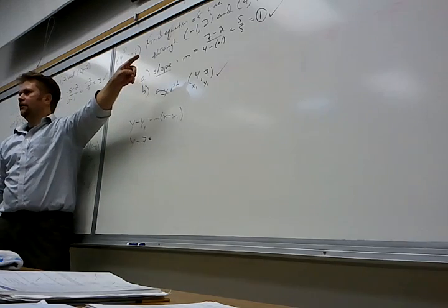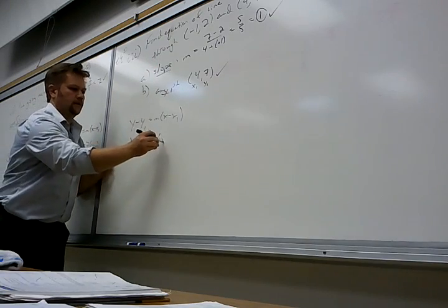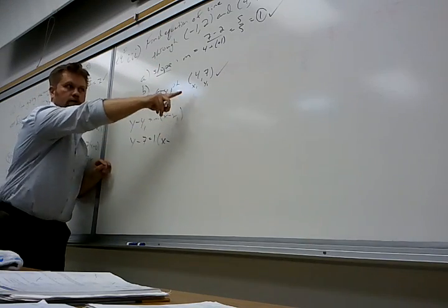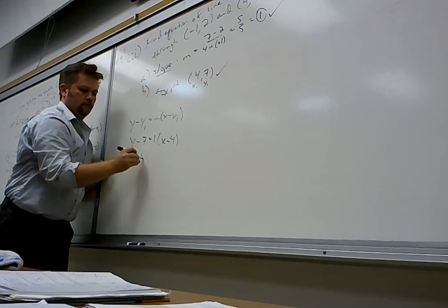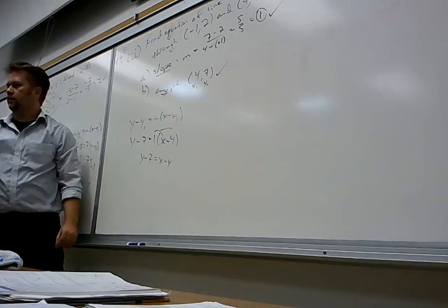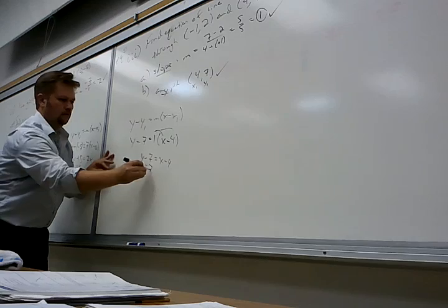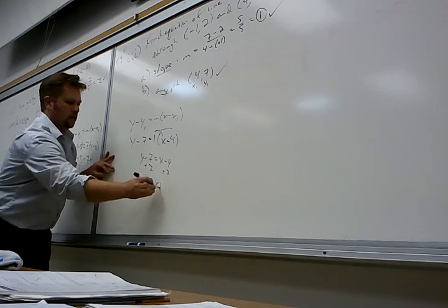Equals m, 1, the slope that we just figured out, times x minus the x piece, 4. So y minus 7 equals x minus 4. Right? The 1 doesn't change anything. Add the 7. Y alone. Y equals x plus 3.